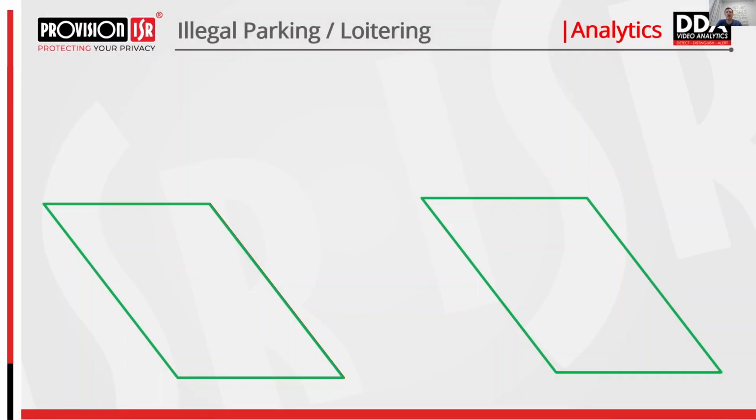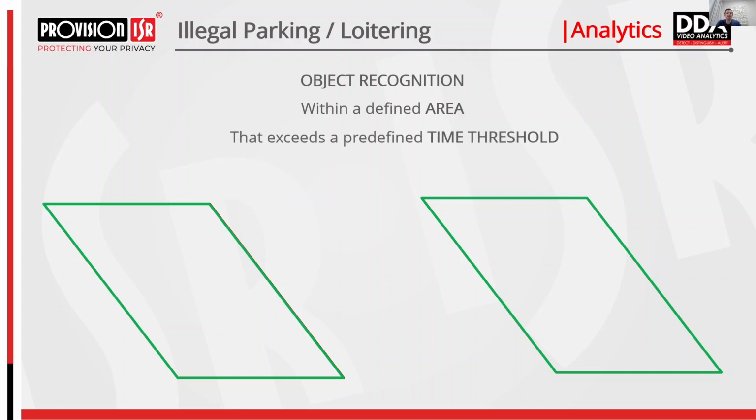Next, I want to talk about illegal parking and loitering analytics. I'll explain them together because the principle behind both are essentially the same. Both analytics rely on object recognition within a defined area. This is very similar to the sterile area feature that I showed you earlier. The key difference is that we can now set a predefined time threshold. So if that threshold is exceeded, only then the event will be triggered.